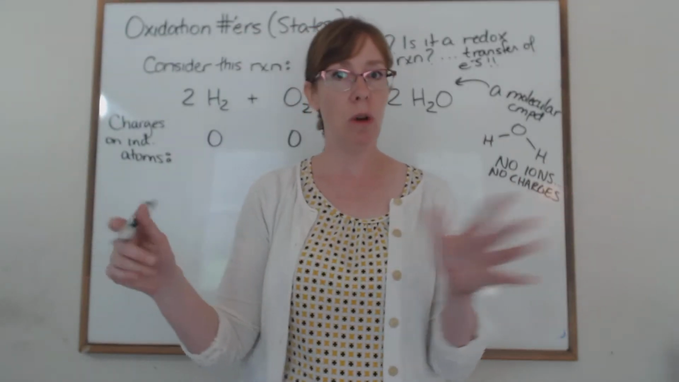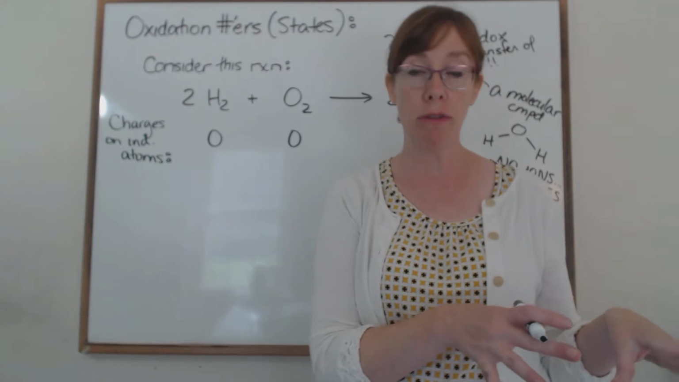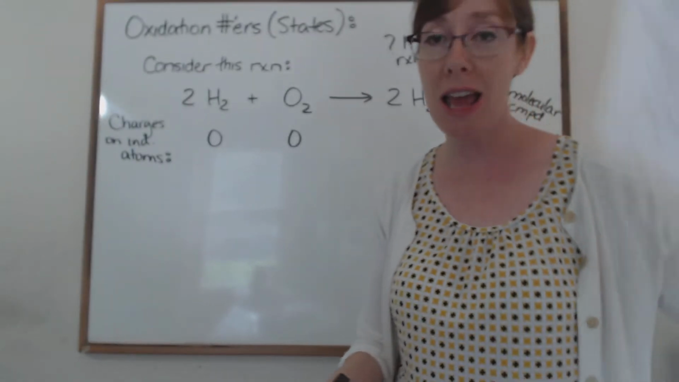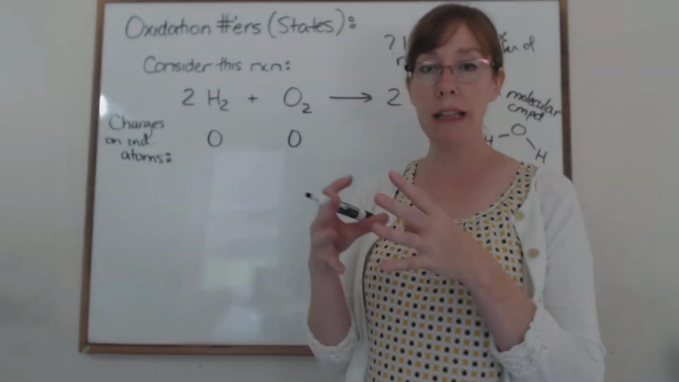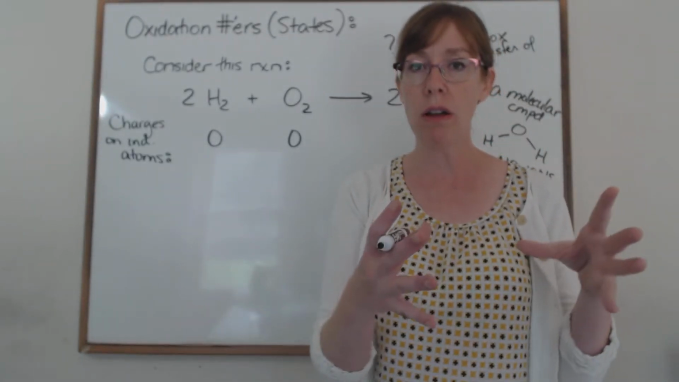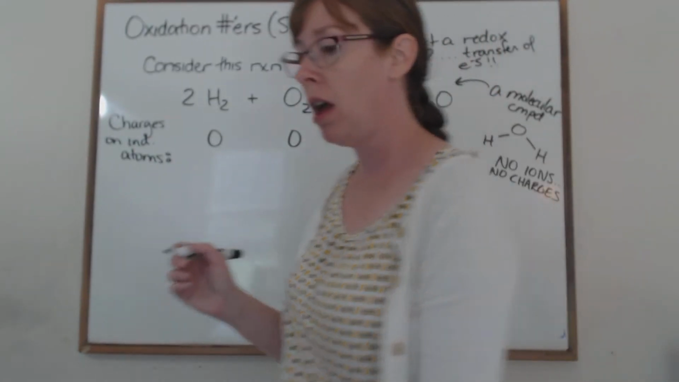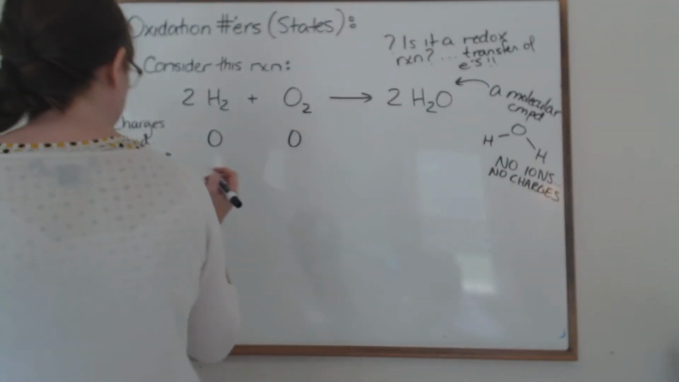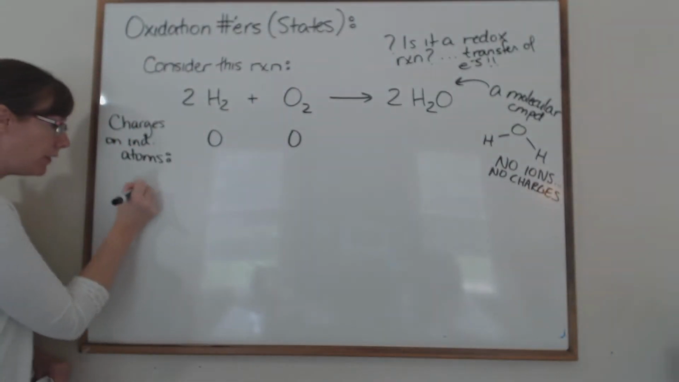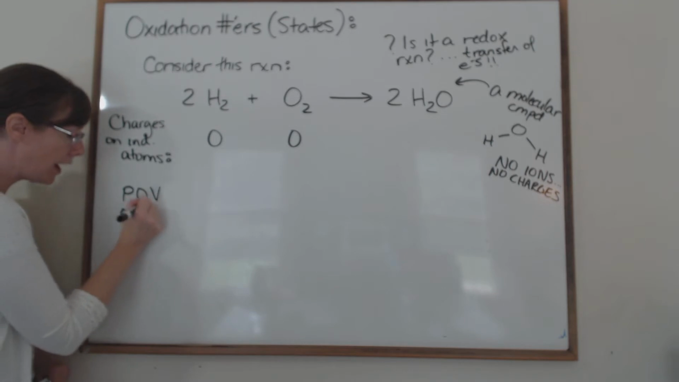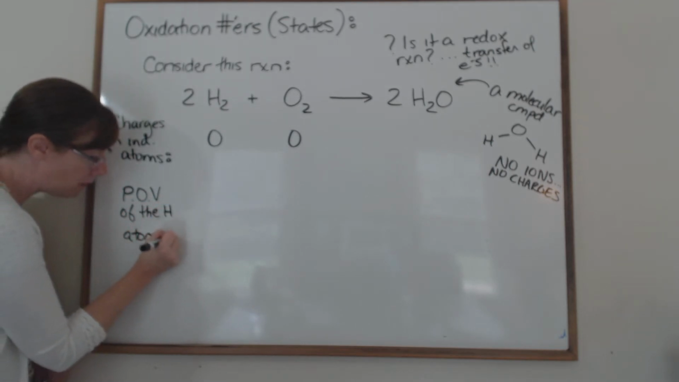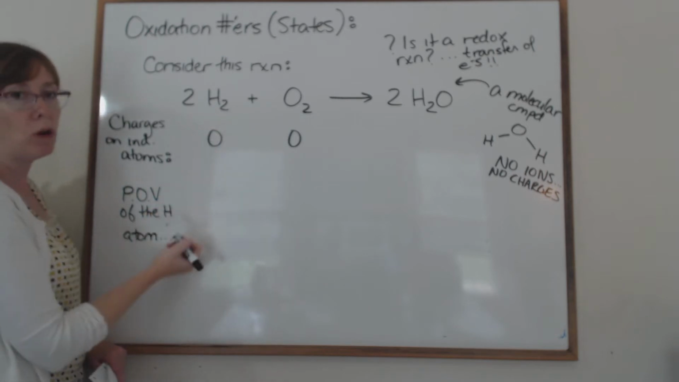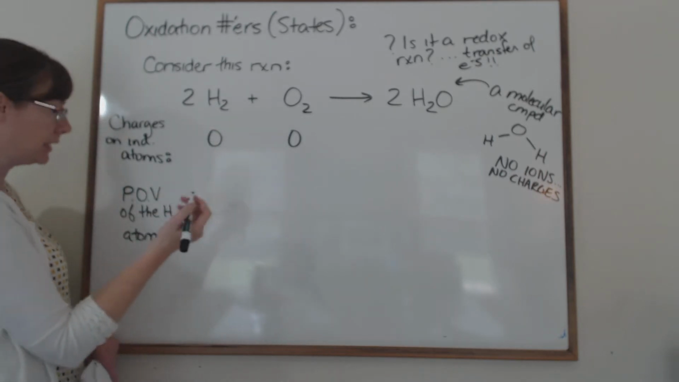You don't have to do all of this analysis every time you have a redox reaction, because like I said, at the end of the day, you're going to be assigning stuff, and it's going to be much easier. But I want to at least try to bring you along on understanding what in the world these things are. Let's go ahead and talk about the point of view of the hydrogen atom. I think that's the best way to do this. Let's think about what's happening with the hydrogen atoms.